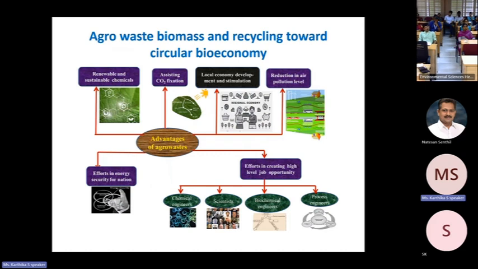So we can get renewable and sustainable chemicals, and assess carbon dioxide fixation, local economy development and stimulation, and reduction in air pollution level. All these from the waste, agro biomass, agricultural biomass, waste biomass. We have to think about it in another way. Slides like the difference between these models. What kind of material? That's why a particular model or particular idea we can't implement uniformly in certain places.